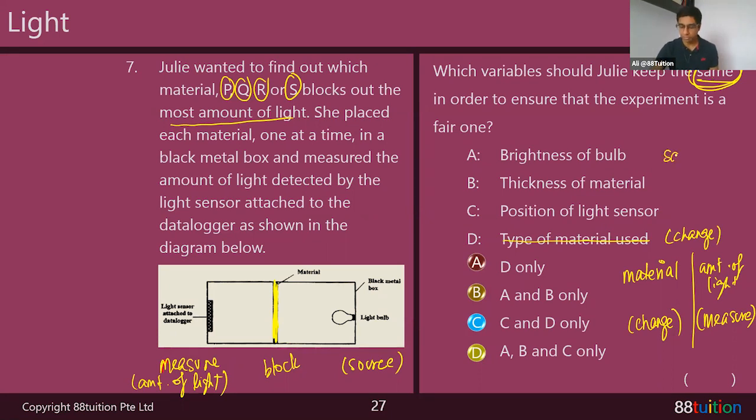Brightness of bulb, keep same. Thickness of material, keep same. Position of light sensor, keep same. Type of material, change. Okay, that's the only thing you must change. If you don't change, then her experiment cannot work. She must change the material, change from P, then change with Q, then change with R, change with S, then she can. So that's why D cannot be the answer here. Same thing as earlier. We just play a bit with the independent and dependent variable. So which one is independent, which one is dependent?